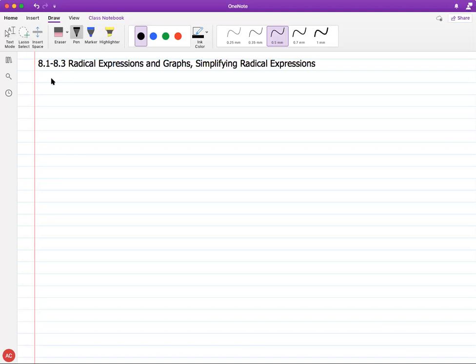Yeah, so today we're going to talk about some radical expressions. Okay, so we are done with the rationals. This is radical. It's totally different.